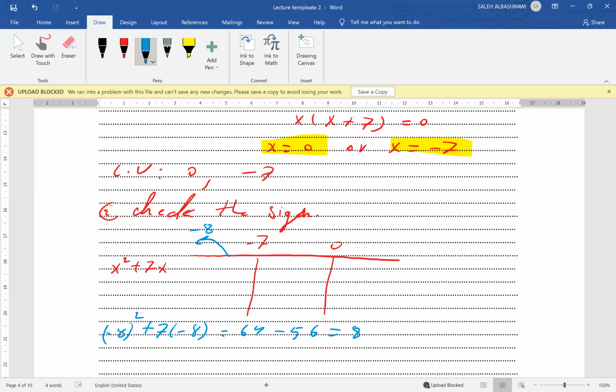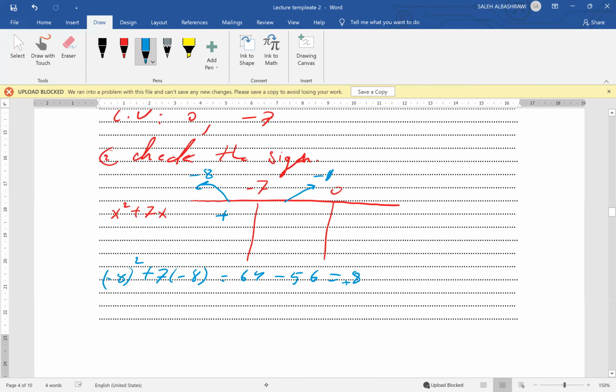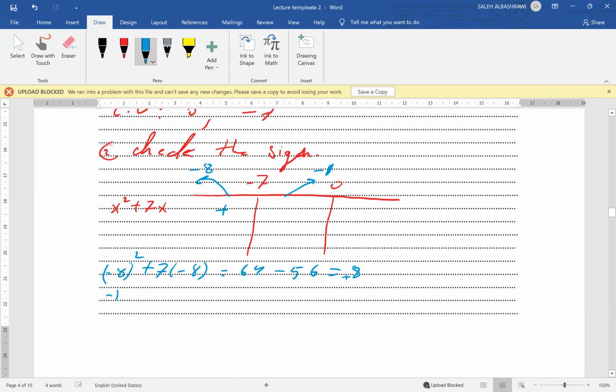All what I need now is the sign of the number. It is positive. So the sign is positive. I need the sign of the output of the value, which is plus 8. Between minus 7 and 0, I will pick another testing value. Let's say I'm going to choose minus 1. Again, I'm going to evaluate now the polynomial at this number. So minus 1 squared plus 7 times minus 1 equal to 1 minus 7, which is minus 6. Again, all what I need is the sign. So between minus 7 and 0, it is negative.